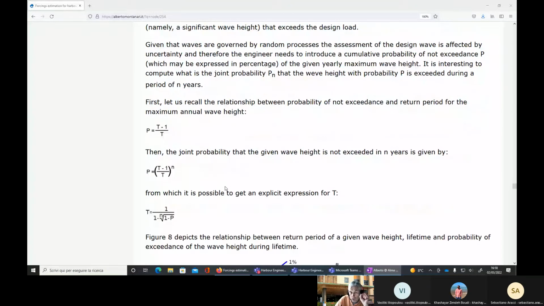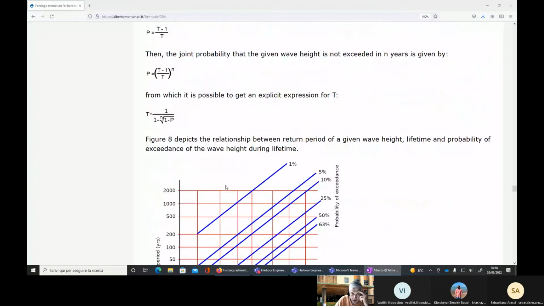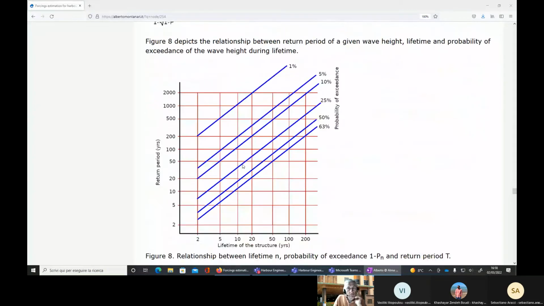I suggest you anyway have a look at what is on my website, because I think there are some considerations that you don't know. And in particular, again, the relationship between probability, design life, and the probability that during a given design life you may get a given wave height of a given return period.